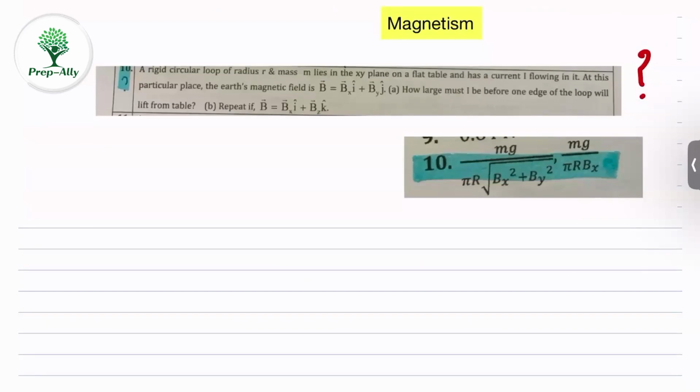A circular rigid loop of radius r and mass m lies in the xy plane, flat on the table, with current flowing in it. At this particular place, the Earth's magnetic field is this. How large must I be before one of the edges will start lifting from the table?